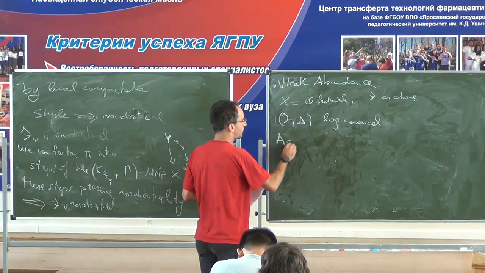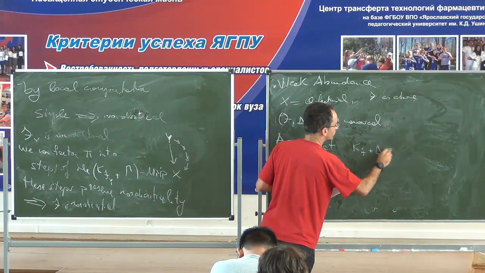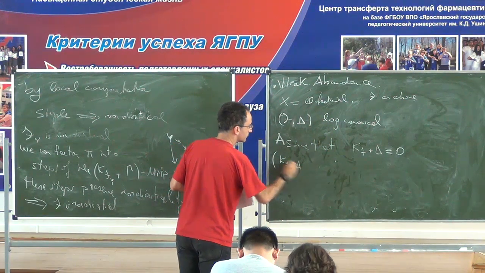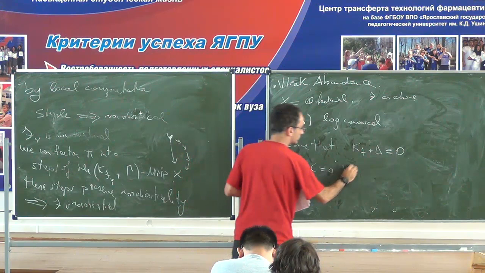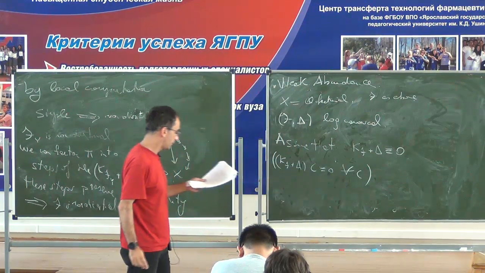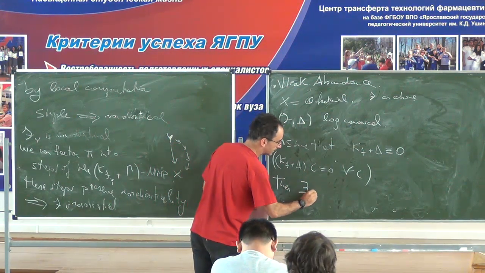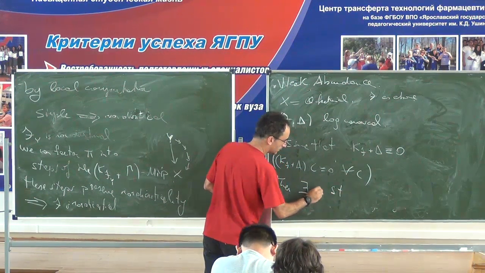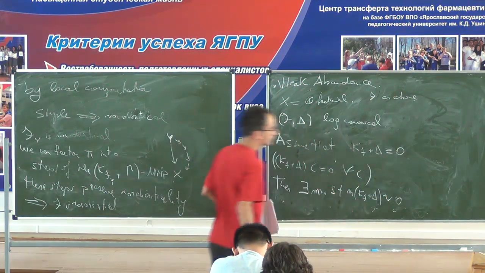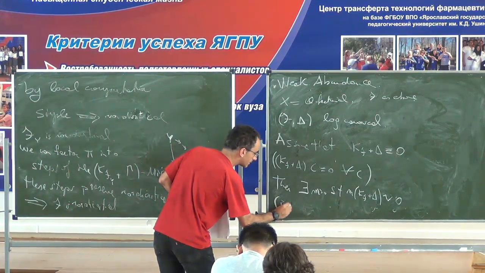Assume that K_F plus delta is numerically equivalent to 0. This means that if you intersect with any curve, then this is 0. Then in particular it's nef, because nef means greater or equal to 0 for any curve. Then it's semi-ample. What does it mean to be semi-ample in this particular case? There exists a positive integer m such that m(K_F plus delta) is linearly equivalent to 0. So this in particular implies that K_F plus delta is semi-ample.